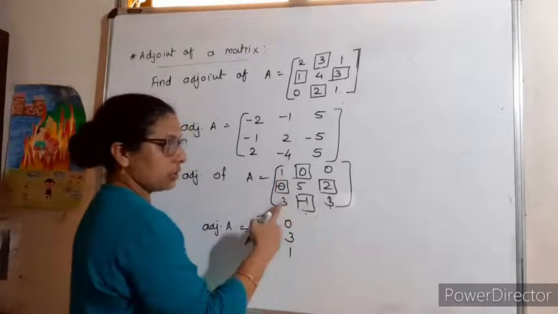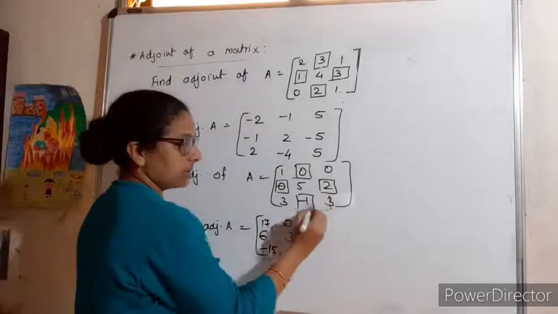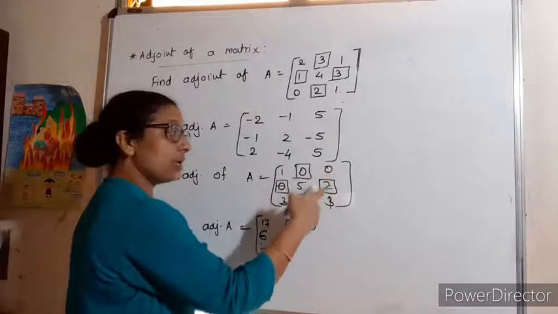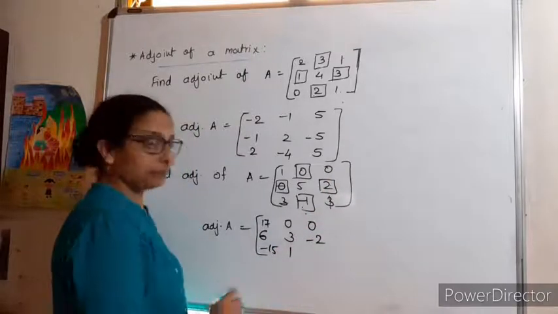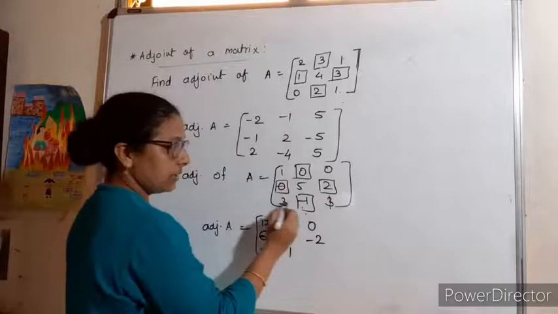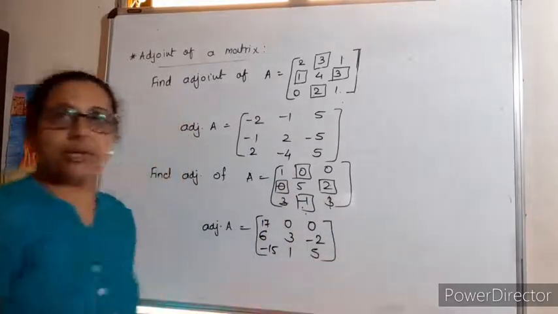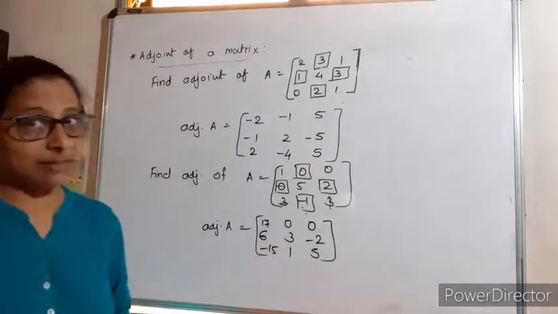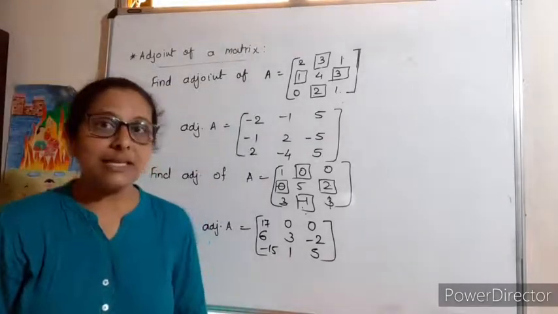Third row, first column, 0, 0, 0. Here second column, 2 minus 0 is 2. But here you have to change the sign. This is 5 minus 0, 5. You understand how to find this adjoint? Yes? Okay. So now you will find the adjoint of 3 by 3 easily.